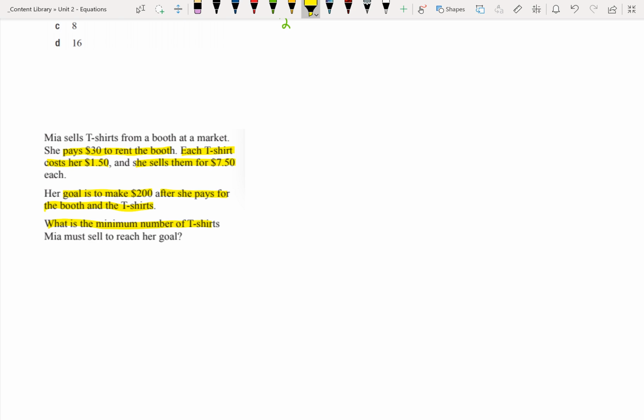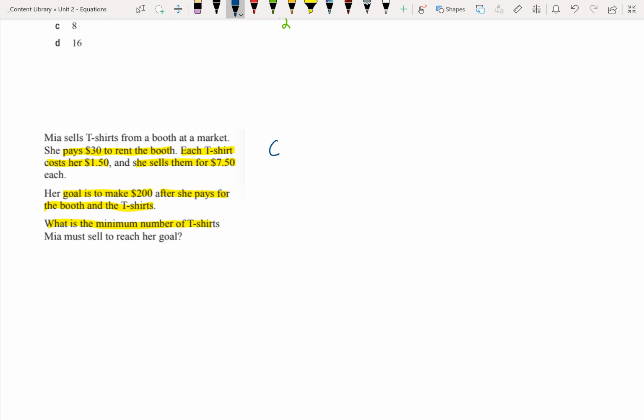So again, a lot of information here. You could solve this in many different ways as well. You could come up with an equation to represent her cost related to the number of t-shirts she sells, or you could figure out how much it costs her to sell each t-shirt. In the end, there are multiple ways to get to the final answer. I'm going to go through one where we find an actual equation.